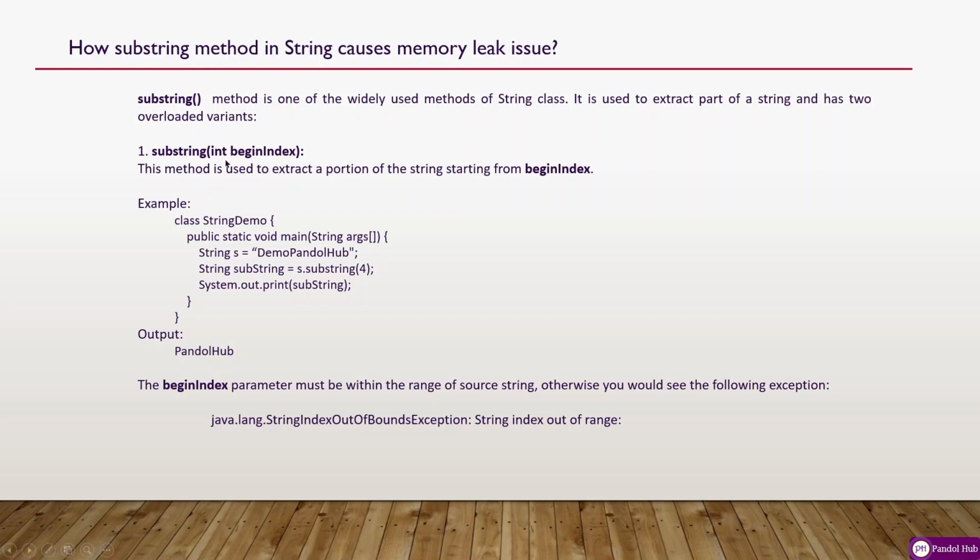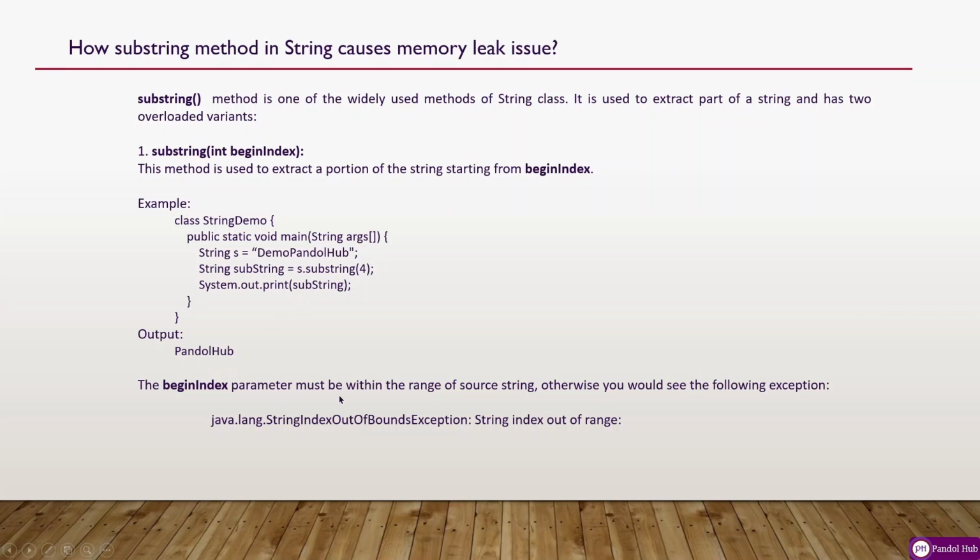One takes one integer parameter as input, which represents the begin index from where the string has to be extracted from the source string. This method is used to extract a portion of the string starting from the begin index. Here is an example. We have a string s with the value demo pandol hub, and we get a substring starting from the begin index 4. The substring value will be pandol hub, because the fourth position in the source string starts with P, and from there the entire string is extracted.